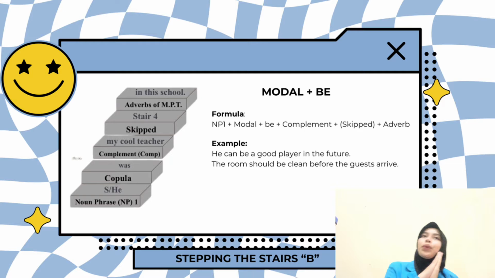So guys, we get to stair number 4, which is modal plus be. The fourth stair uses modal verbs like will be, can be, should be, or may be. This expresses possibility, ability, or suggestion. So here's the formula: NP1 plus modal plus be plus complement plus skip and plus adverb. Here's the example.